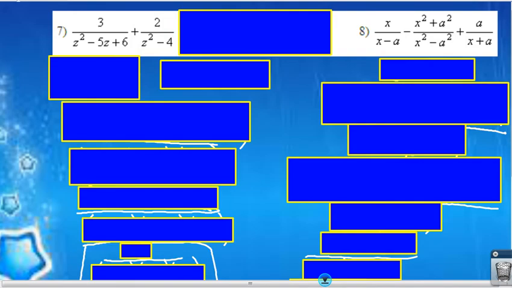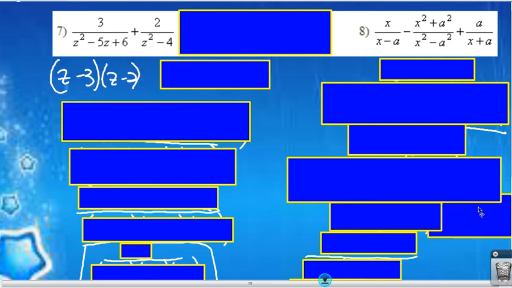We are going to go through two more problems, number 7 and number 8. For number 7 and number 8, we are going to start by factoring these denominators. This is a short trinomial. Two numbers that multiply to positive 6 but add to negative 5 are negative 3 and negative 2. So we can go right to the factors once you figure out those numbers.